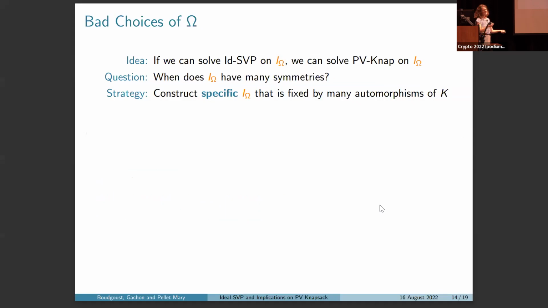And now we can think about how we can attack the Partial-Vandermonde knapsack problem. So whenever we can solve the shortest vector problem defined by this special ideal, then we can solve the Partial-Vandermonde knapsack problem. And with all what I've said in the first part, it comes down to when does this ideal have many symmetries. And now I will convince you by doing it from the other way. I will actually construct specific ideals of this shape that are fixed by many automorphisms. So we know they have many symmetries.